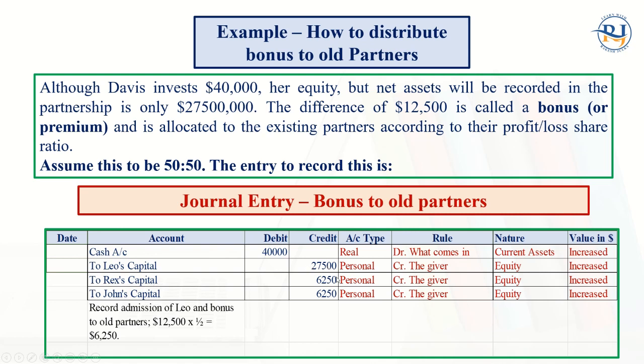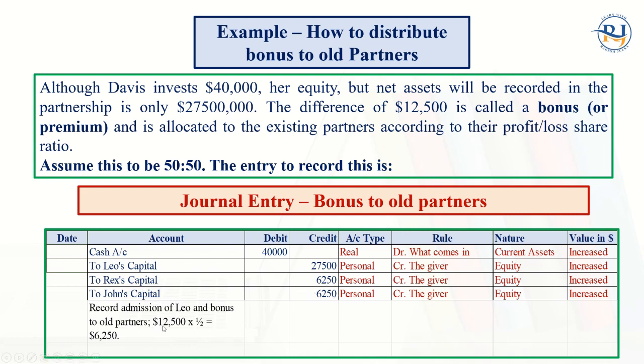Then to Rex 6,250 and John capital 6,250. It means John and Rex both got the advantage of coming in and entering, or taking admission, or giving consent for the new partner to come into the business, right? So in this case, this is considered as a bonus to the existing partners or old partners.